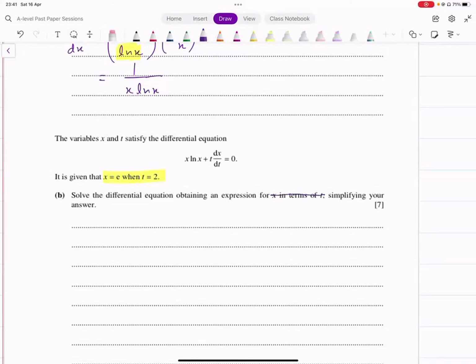x subject होना चाहिए, t के terms में आपका answer होना चाहिए. We have to simplify our expression as much as we can. Okay. Now, how do we solve differential equations? We have to first separate the variables. Variables को separate करना है.